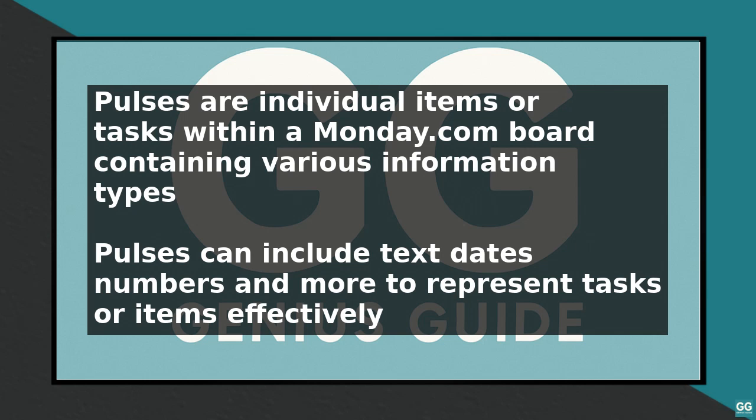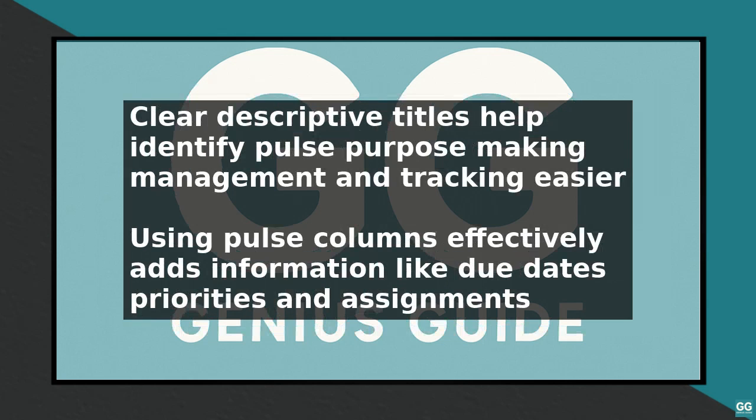The first tip is to keep your pulses organized by using clear and descriptive titles. This will help you and your team quickly identify the purpose of each pulse, making it easier to manage and track progress. Next, learn how to use pulse columns effectively. Columns allow you to add additional information to each pulse, such as due dates, priorities, and assignments. By using columns strategically, you can create a customized workflow that suits your team's needs.